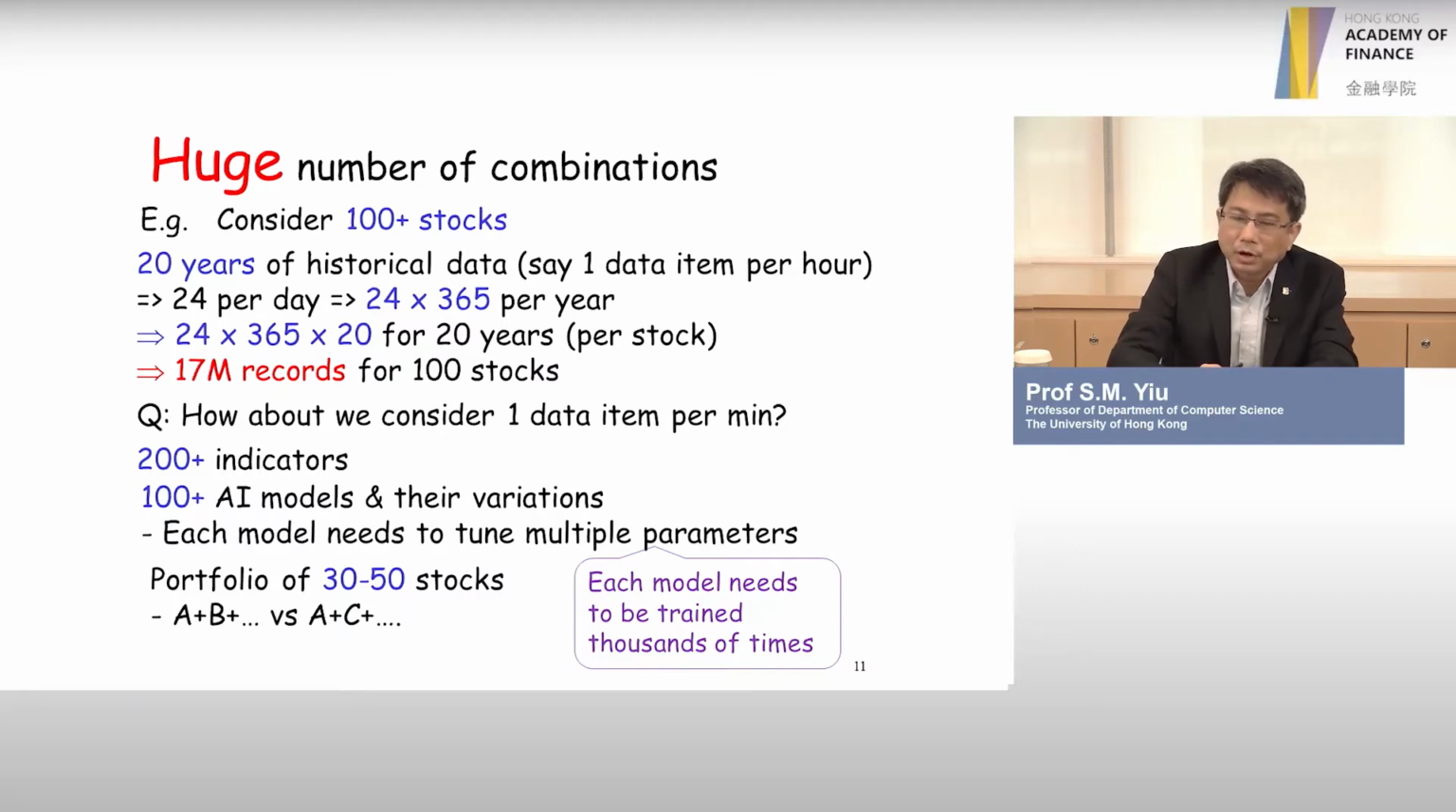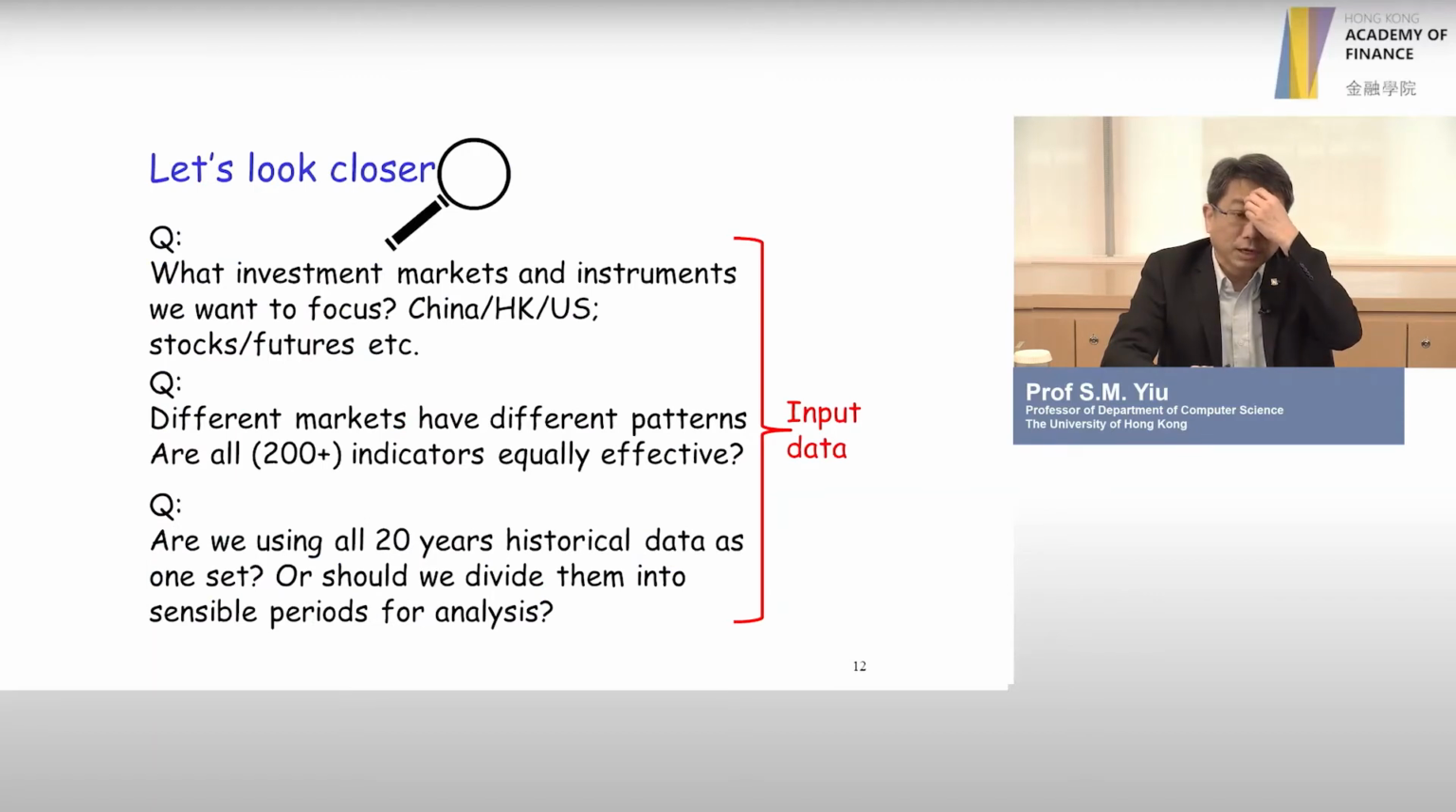So you can see that the number of combinations is very huge. And if you take a closer look at this problem, we also have many variations. For example, we have different instruments and different markets we can focus on, because different markets, different instruments, or even different types of stock may not behave in exactly the same way. So you may consider whether you are talking about the China market, Hong Kong market, US market, or stocks, futures, or even within stocks, we can classify them into categories, right?